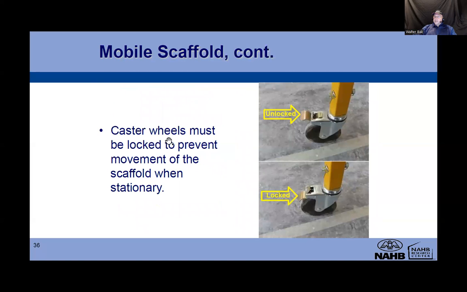Caster wheels: casters must be locked to prevent movement. Well, you're going to have to open them when you want to move the scaffold, but once you're working on it, the caster wheels have to be locked, and those are the foot brakes. You step on that and it locks the wheel in place so it's not moving. When you push this brake down, make sure that this thing is not moving. Kind of grab the frame, move it around, see if the wheel is locked. Always verify things.